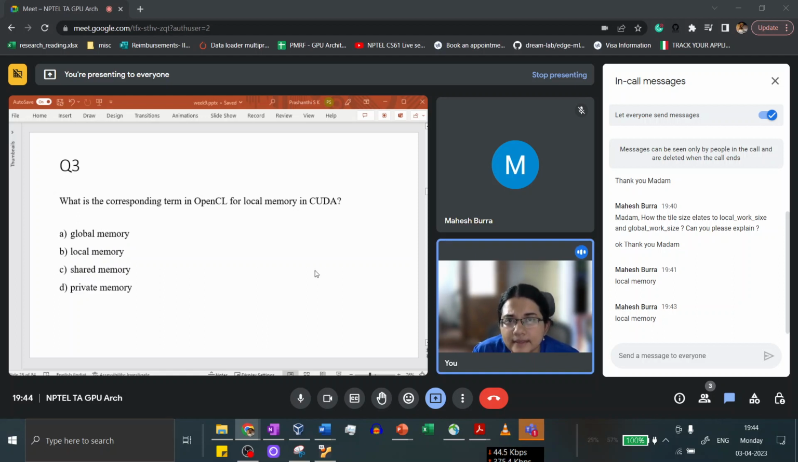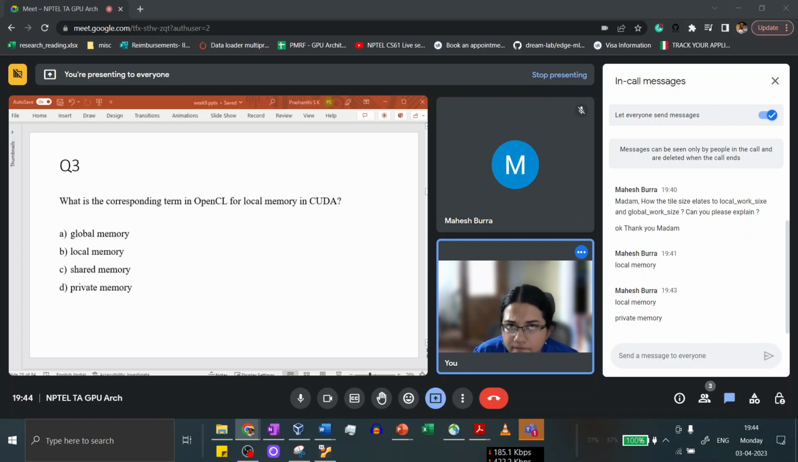We'll move on. What is the corresponding term in OpenCL for local memory in CUDA? Okay, we have an answer, private memory. Yes, that is also correct. So these are all from the initial terminologies, right? Let's move forward.